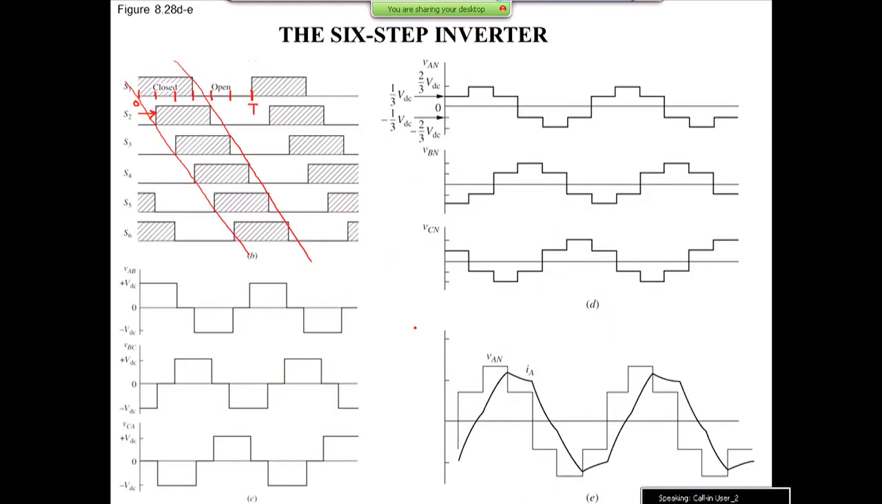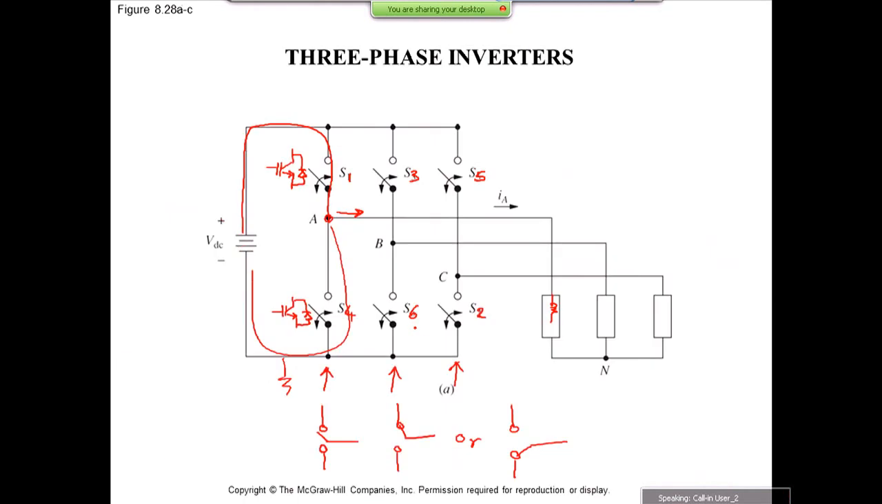So in the end, we are labeling this point A, point B, point C, and N is the neutral point of the load. And please remember, this has nothing to do with the ground. The neutral point of your load is not your ground. They are totally different nodes.